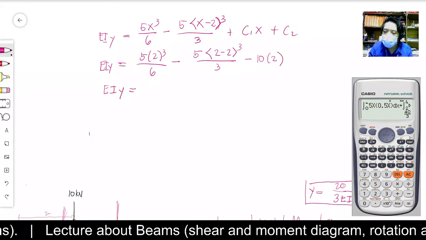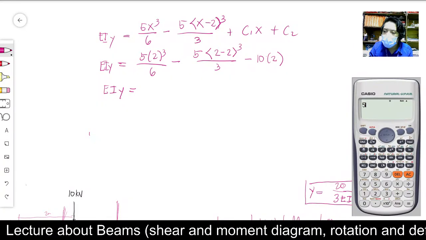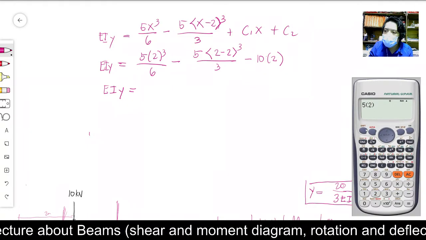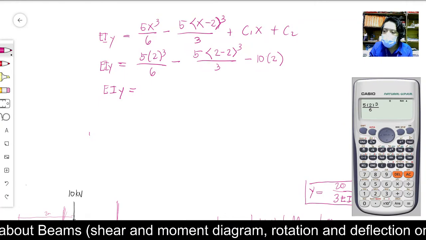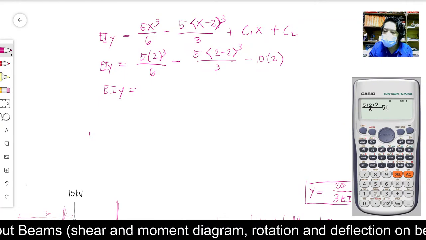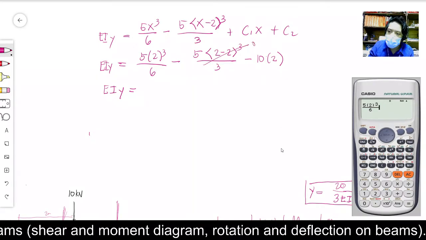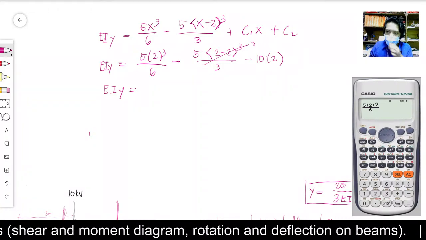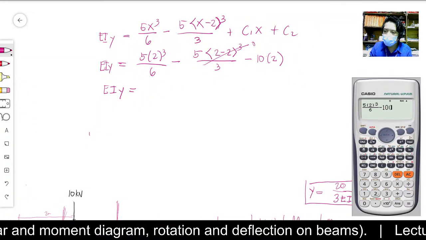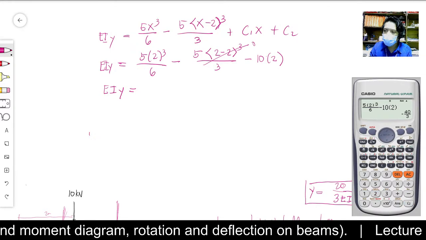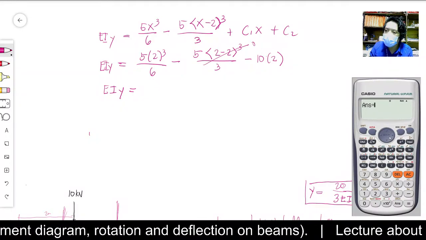Okay, let me try to solve again. Bakit mali ang nakuha ko kanina? 20 man ang nakuha ko. 5 times 2 cubed over 6, minus 5 times 2 minus 2 is 0. So, wala na ito, because this is 0. Okay, minus 10 times 2, negative 40 talaga. So, that's correct. Negative 40.